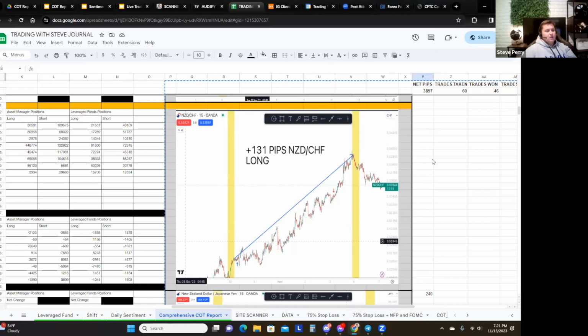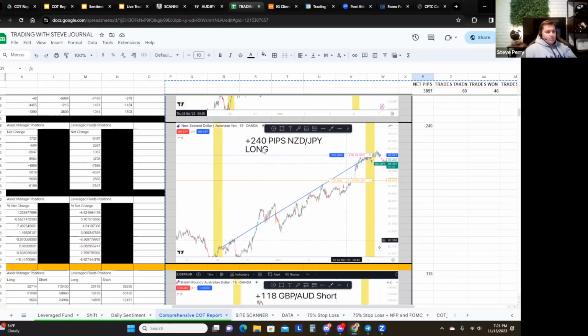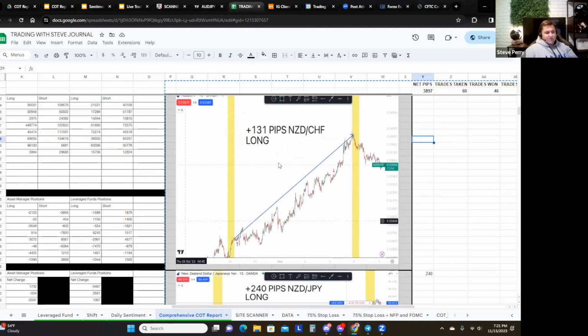So there's the best trade, 131 there. Second best trade was this one. So 240 pip win on the NZD yen. By the end of the week, you're up 240 pips. Some of them, this is like as good as it gets, honestly, where it's just a straight line to your profit. Literally every morning you wake up on a week like that, you're just more and more profitable. That hasn't been the case this week.